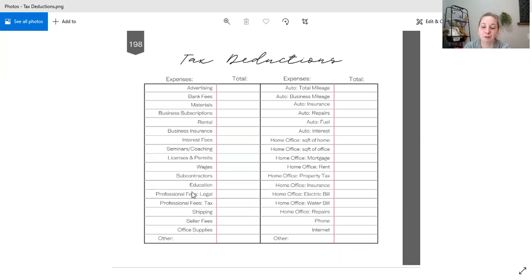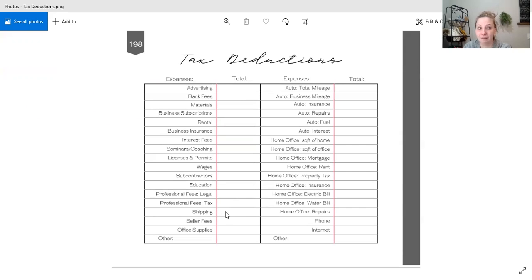Professional fees. So this is broken down into two categories: legal, and then your accountant or your bookkeeper. Legal would be if you needed to obtain an LLC or something like that. That's where these legal fees would go.